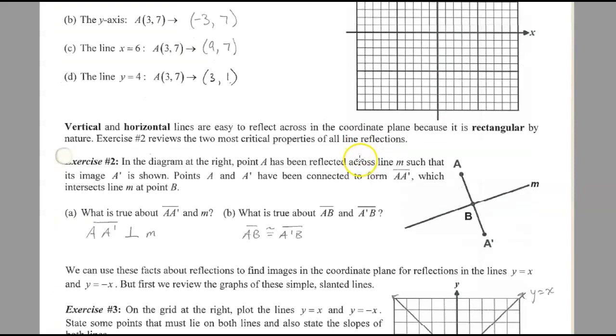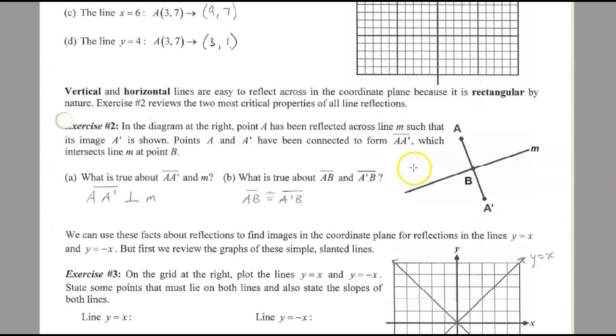Okay, so in the diagram at the right here in exercise 2, point A has been reflected across line M, such that the image is shown as A prime, and points A and A prime are connected to form segment AA prime. That segment intersects line M at point B. So we know 2 things to be true about any reflection in space like this. We know that the connector between the 2 points is always going to be perpendicular to the reflection line. And we also know that the original segment and the reflected segment will be equal because it's the same distance to the line as it is across from it.